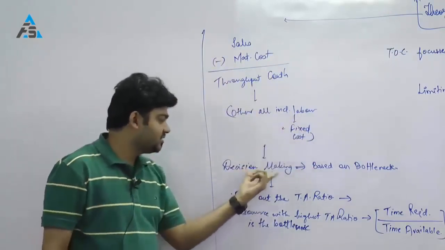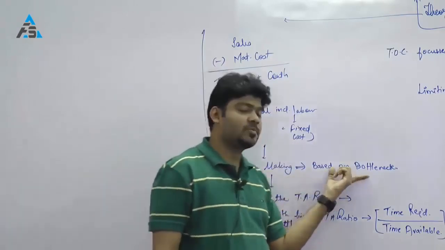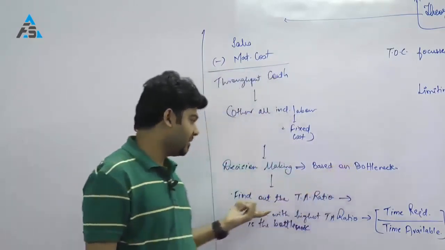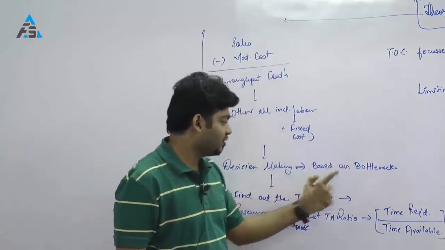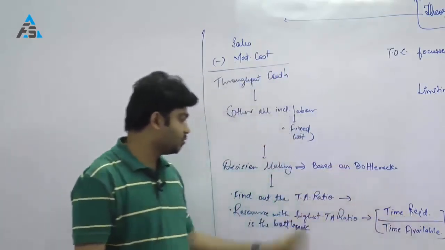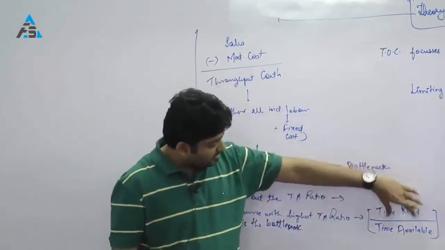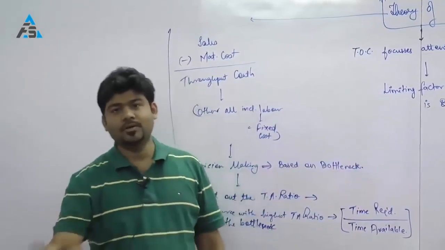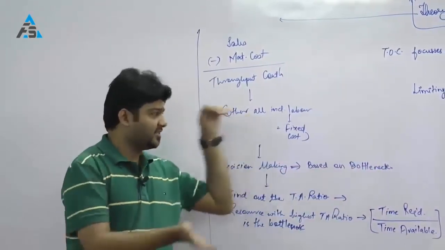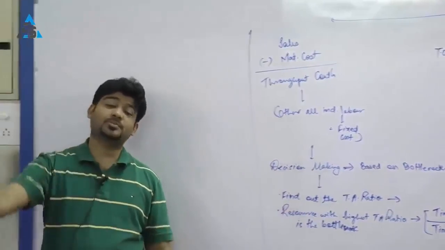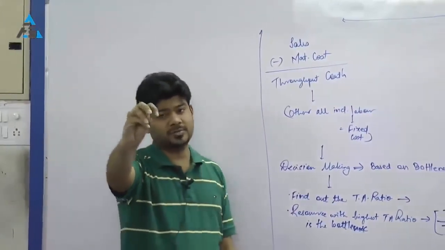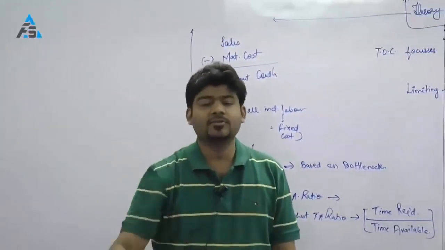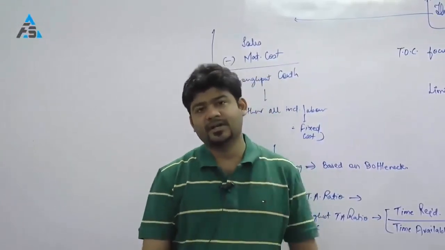So what is this decision making? Decision making is based on my bottleneck. How do I calculate my bottleneck? The highest TA ratio. How do you calculate your TA ratio? It will be the throughput accounting ratio. It is called time required upon time available. So that's how theory of constraints works. As far as theory is concerned, not important. As far as practical is concerned, very important. 5-5 marker questions are there. You can refer to that and you will be done and dusted as far as the practical aspect is concerned.